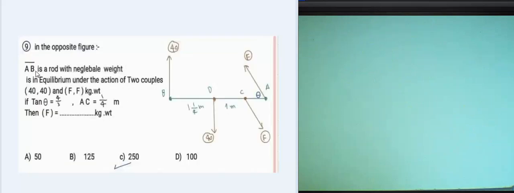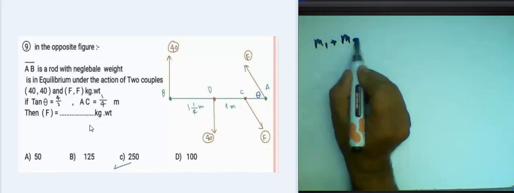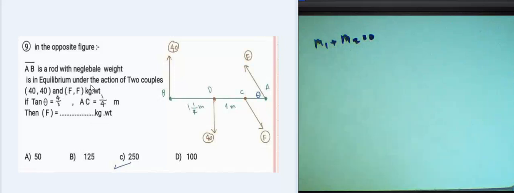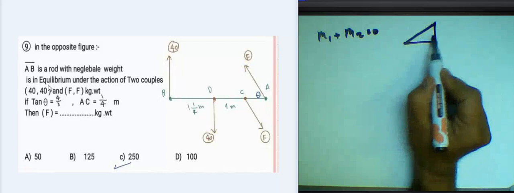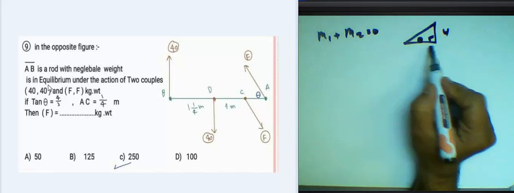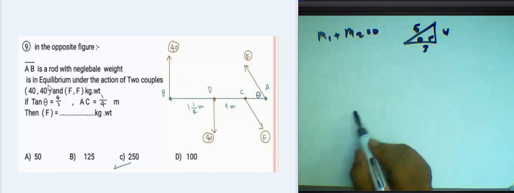Question 9, the object figure EB is a rod with negligible weight in equilibrium under the action of two couples, 40 and 40, and F. If tan theta equals 4 over 3 and AC equals 4 centimeters, then F equals what? We know M1 plus M2 equals 0, magnitude 1 plus magnitude 2 equals 0, because it tells us it is equilibrium, meaning moment 1 plus moment 2 equals 0. He gives us tan theta equals 4 over 3, then the length will be equal to 5.